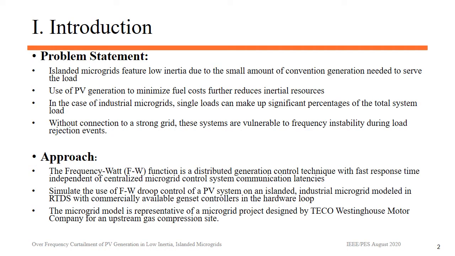This work is part of a project led by TECO Westinghouse Motor Company to design a microgrid control system for an islanded upstream gas compression site. The microgrid under study is modeled in RTDS and simulation of load rejection events is performed. A frequency watt droop control is applied to the simulated PV inverter system, and the sensitivity of the microgrid frequency to the droop parameters is studied for these load rejection events.